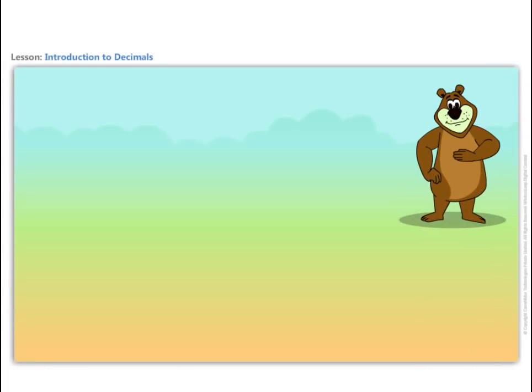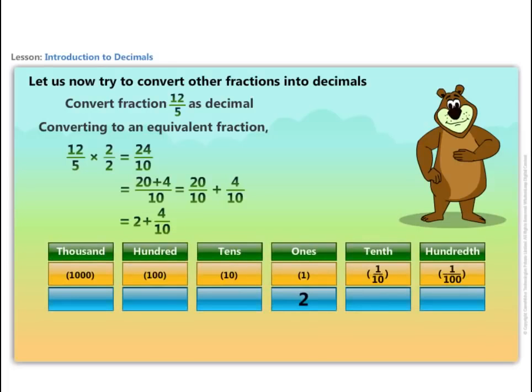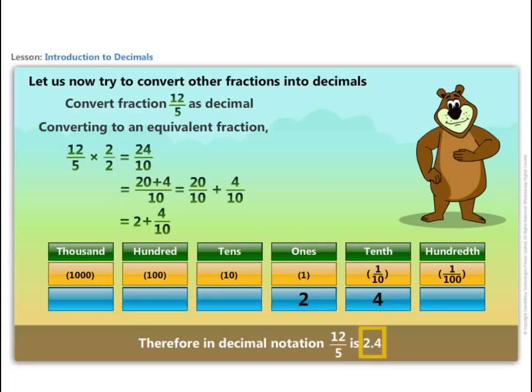We have till now converted fractions with denominator 10 into decimals. Let us now try to convert other fractions into decimals. For converting to decimal notation, the denominator should be 10. Therefore, we need to convert the fraction 12 by 5 into an equivalent fraction with denominator 10. If we multiply both the numerator and the denominator by 2, we get 24 by 10. 24 by 10 can also be written as 20 by 10 plus 4 by 10. Putting it in the place value table, we get the fraction in decimal notation as 2.4.